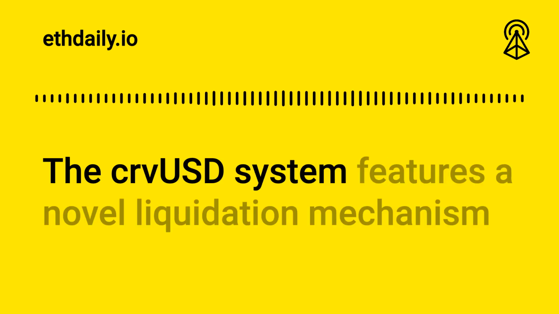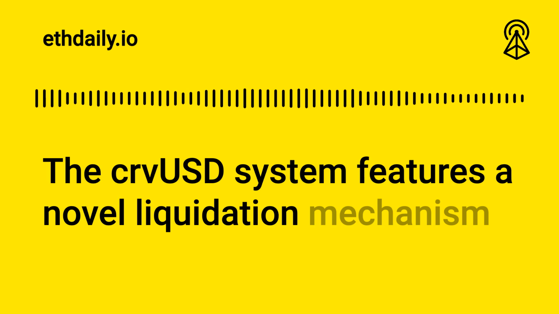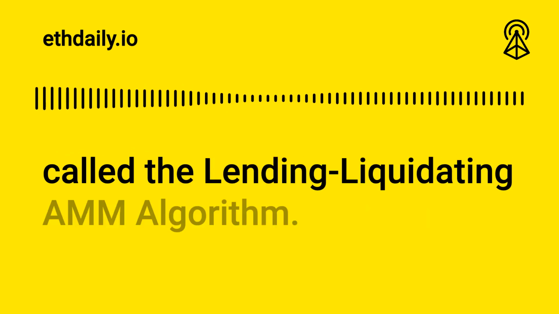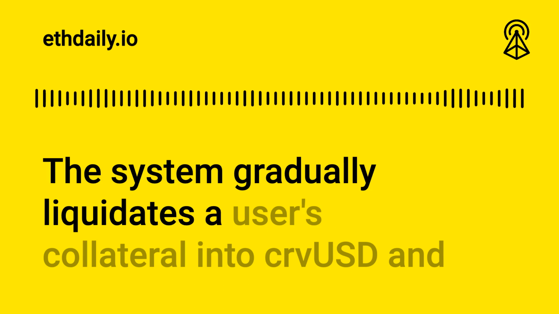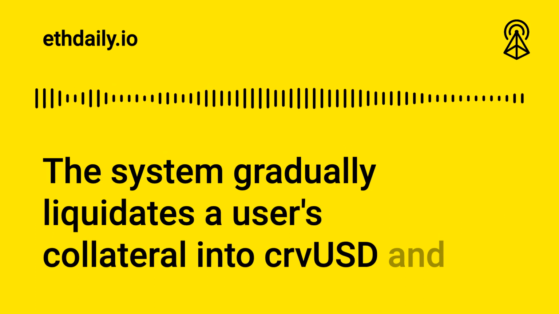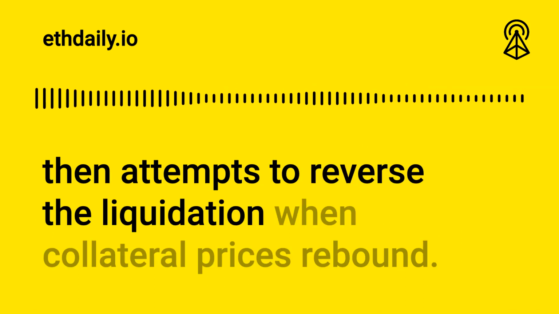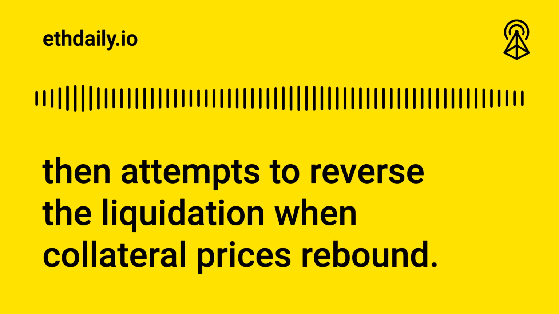The crvUSD system features a novel liquidation mechanism called the Lending Liquidating AMM algorithm. The system gradually liquidates a user's collateral into crvUSD and then attempts to reverse the liquidation when collateral prices rebound.